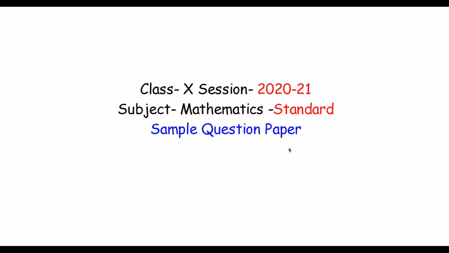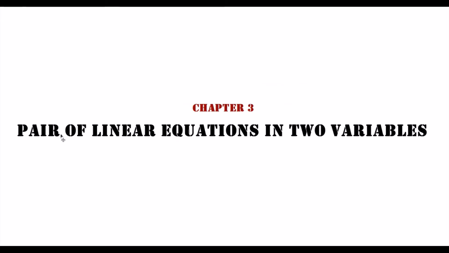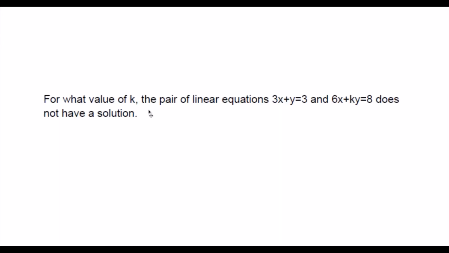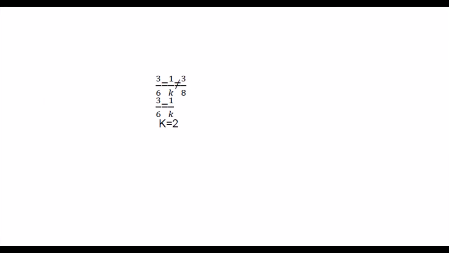Now let us look at the sample question paper published by the CBSE for standard for the year 2021. Look at the questions from chapter Pair of Linear Equations in Two Variable, and for this chapter 2 1-mark questions and 1 5-mark question, that is total 7 marks questions may be asked. Let us look at the 1-mark questions. Here, to find out the value of k, you are given 2 linear equations and a condition, no solution, and you will get the answer k is equal to 2.